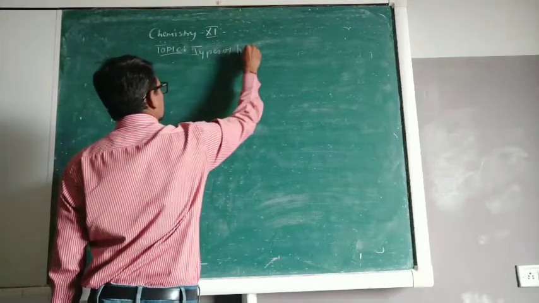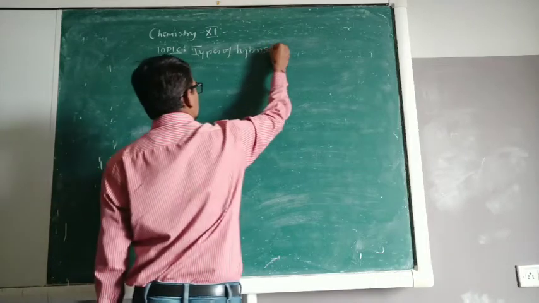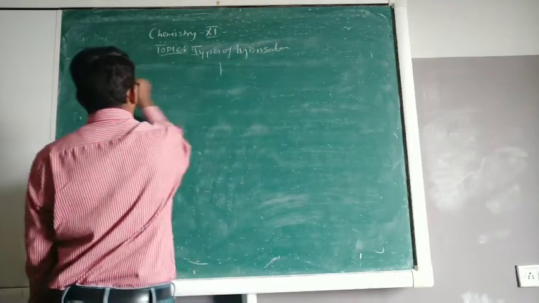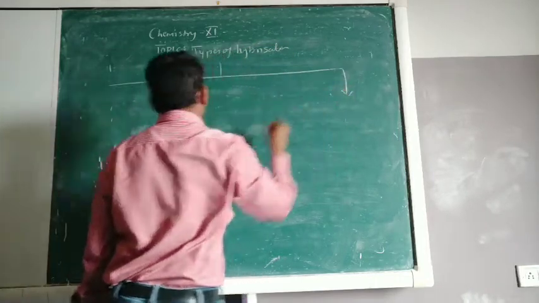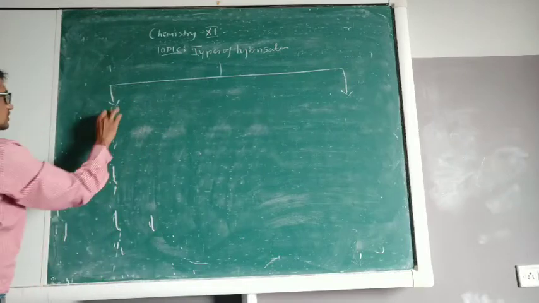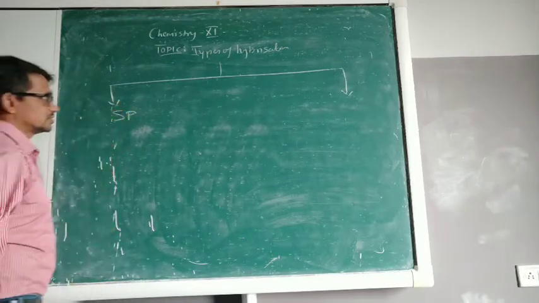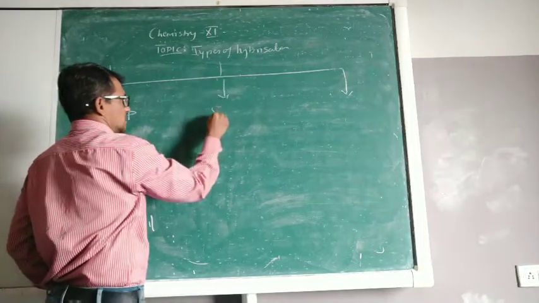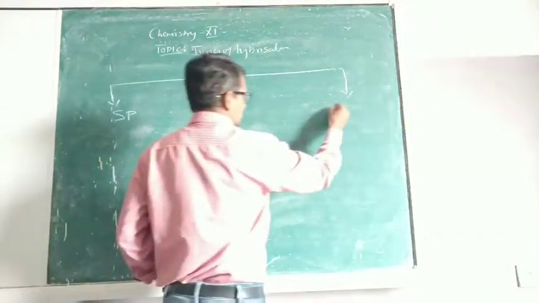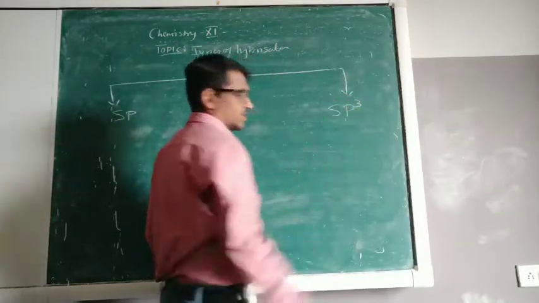Types of hybridization. There are a total of 3 types of hybridization we discuss. First one is sp hybridization. Second one is sp2 hybridization. And third one is sp3 hybridization.